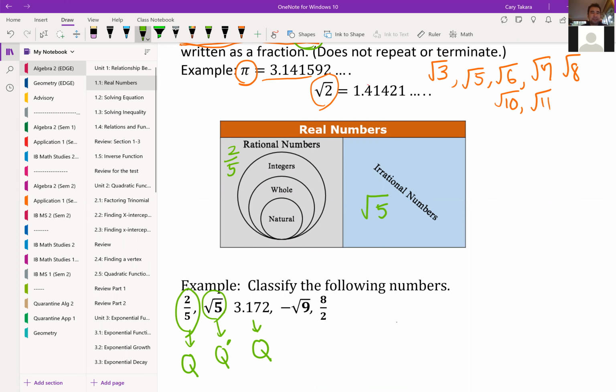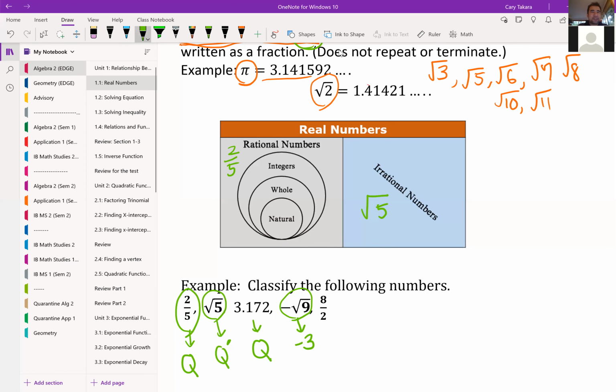Next one, how about the square root of, Kimberly? Very good. How about the next one, negative square root of 9? What would that be? Now, just because you see a square root, it doesn't mean that it's going to be irrational automatically. But square root of 9, as you know, it's a 3, isn't it? So it is actually -3, same thing. So if you can simplify a number, you will simplify first, and then you're going to determine.